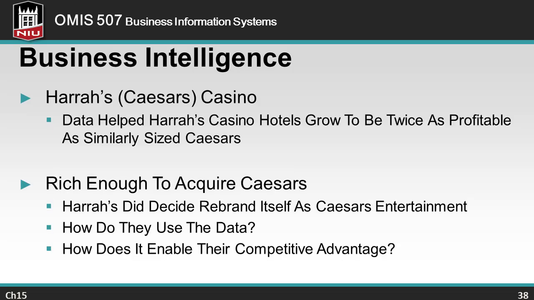Data helped Harrah's Casino hotels grow to be twice as profitable as similarly sized Caesars. Harrah's grew to the point that they were able to acquire Caesar's Palace. Harrah's uses their data to drive customer loyalty. They track customer habits and deliver upon those needs.